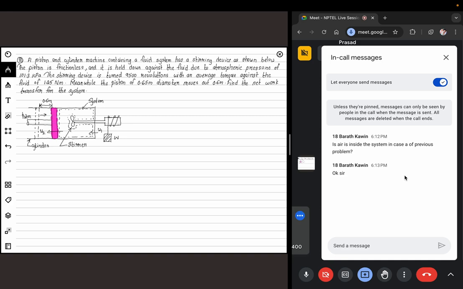The stirring device, this particular thing, is turned around 9500 revolutions with an average torque against the fluid of 1.25 Newton meter. So the torque is given and the rotations are also given. Now as this rotates, it stirs the fluid inside. As we decided previously, I consider air as my only system. There will be some heat interaction. You can think of this as having a cup of tea and a spoon, and you continuously stir it.